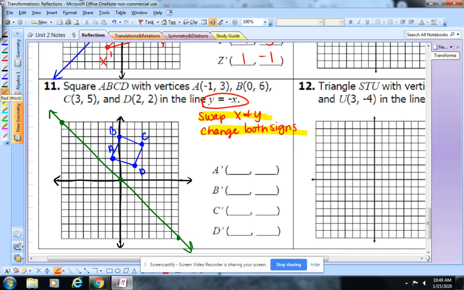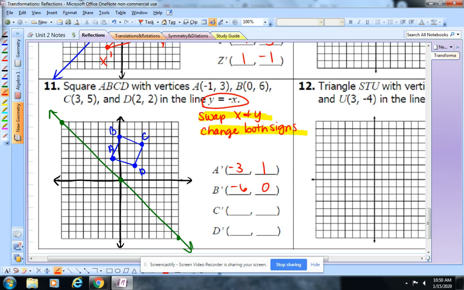So I'm going to do the ordered pairs first, and then I'm going to graph last. So A is negative 1, 3. So I'm going to swap the order and change the signs. So what do you think A prime's coordinates are going to be? Good. Negative 3, positive 1. Y'all see how I got that? Anybody not see how I got it? If I just swap it, it's 3, negative 1, and then I change their signs. So B originally is the point 0, 6. So I swap the order and change the signs, and what do you think B prime's going to be? Yeah, 0 doesn't have a sign. It says 0. Okay?